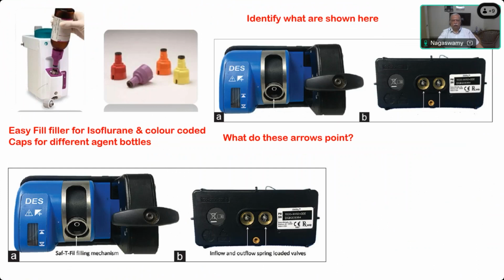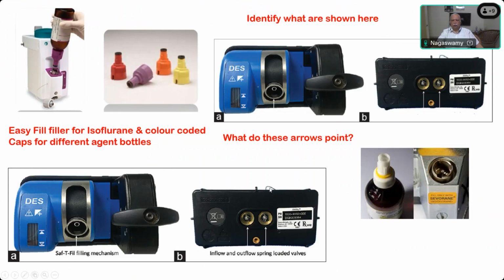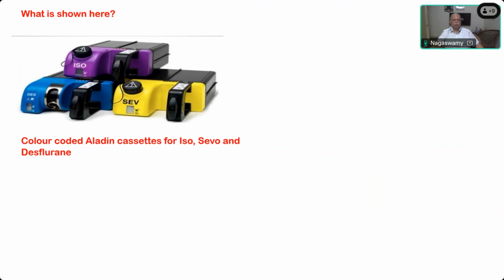So when you fix the cassette into that, it will deliver the gas inside and outside, the inlet and outlet to the cassette. This is the EC fill for sevoflurane, which you saw in the earlier picture. And what is shown here, again what we have seen already, the color-coded Aladdin cassette for ISO, CO and desflurane. What are the parts of the Aladdin vaporizer?